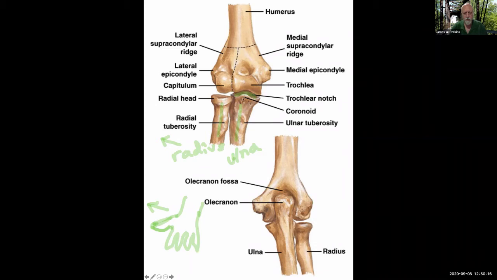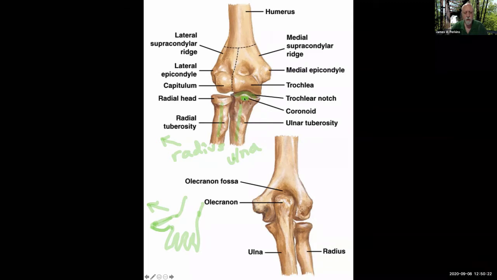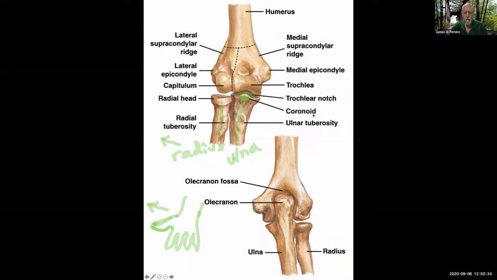Immediately distal to the trochlear notch is a pointed structure known as the coronoid process. Be very careful. Don't confuse this with coracoid, which is on the scapula. And then a little bit distal to the coronoid process is the ulnar tuberosity. It's just a large roughened portion of the ulna. This is the insertion for one of the muscles of the brachium.